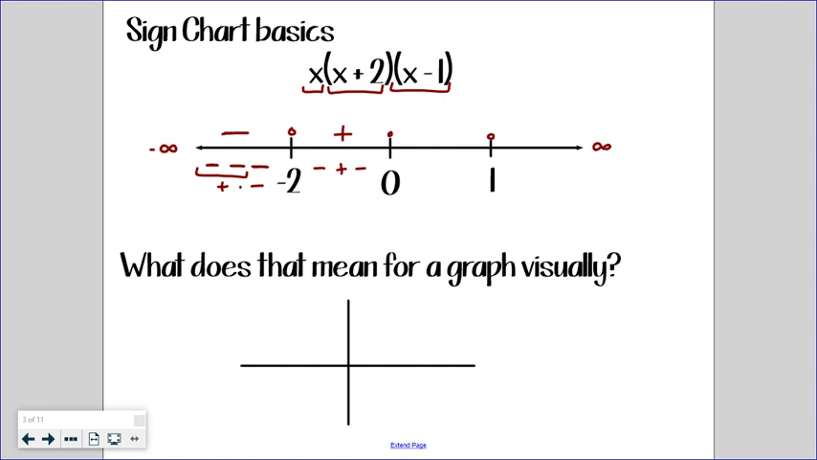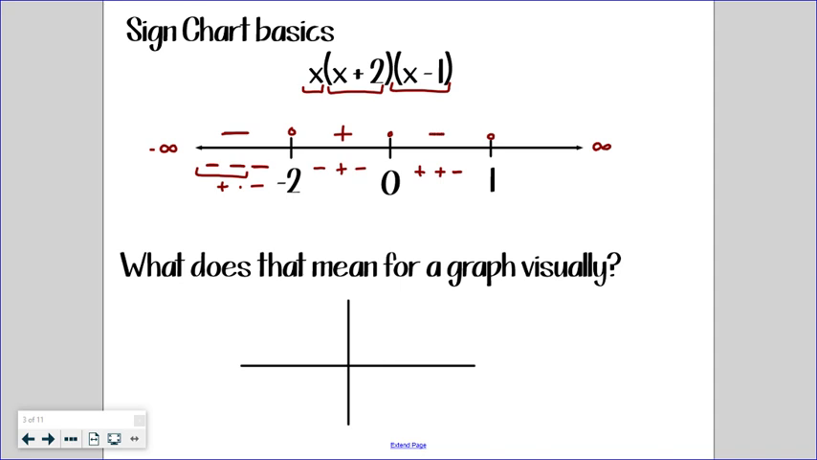Next one, a little tricky. I'd have to pick something between 0 and 1, like a half, 0.5. Okay. Plug a half into that first spot, I get a positive number. A half plus 2 is positive. A half minus 1 would be a negative number. Multiply all of those together, overall I would get a negative.